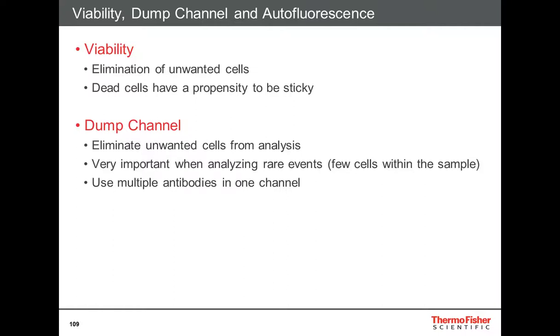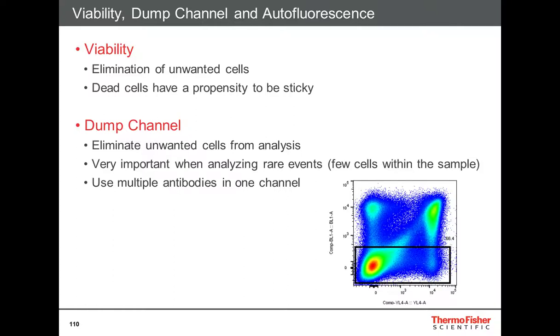Viability, it's very important to eliminate unwanted cells. Dead cells are sticky. It's very important to use a viability control in every sample. Dump channel, not necessary, but often very helpful. You can eliminate unwanted cells from analysis. This is very helpful in things like stem cell analysis. Stem cells are very rare. We want to make sure we look at undifferentiated cells. So you can add differentiation markers all in the same channel. You can use them in the same channel as your viability dye and gate them out.